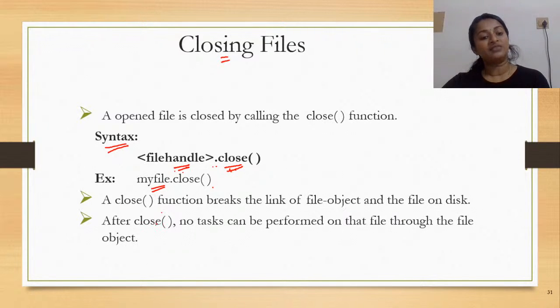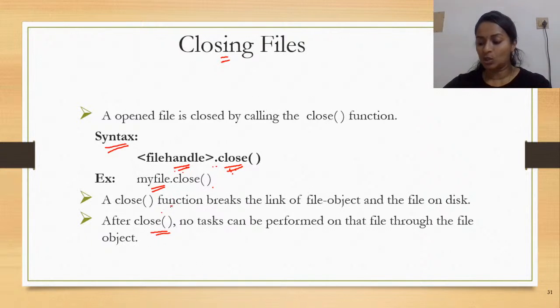The next thing you need to notice: once you have written close with respect to a file handle, that means you have closed the file. Now you cannot perform any other operations. No more tasks can be done with respect to the file through the file object once you have initiated the close function. Is the idea clear? These are the things you need to keep in mind when learning the close method.